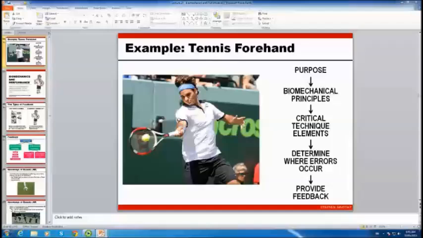What biomechanical principles can we discuss in regards to the tennis forehand? In other words, we've done 4 weeks of biomechanics now. Give me some concepts that I need to think about when I'm instructing this tennis forehand. What did we do last week? We talked about fluid mechanics. We talked about fluid motion.